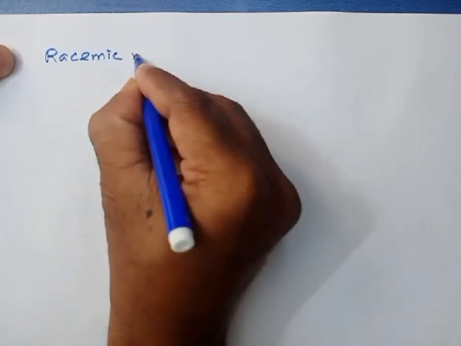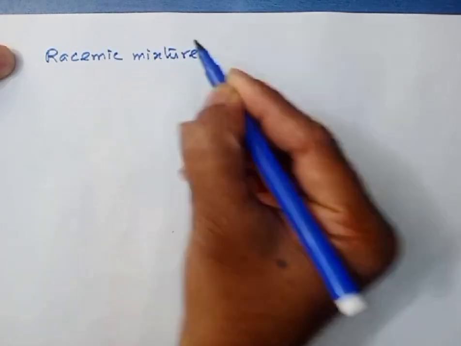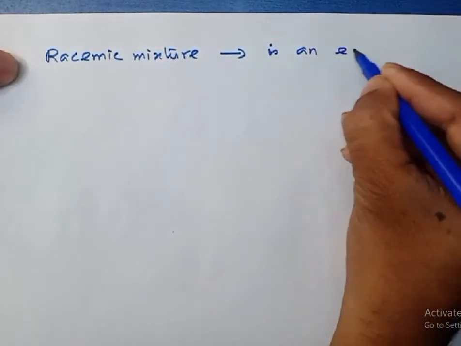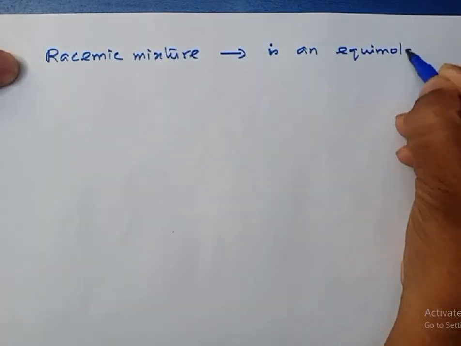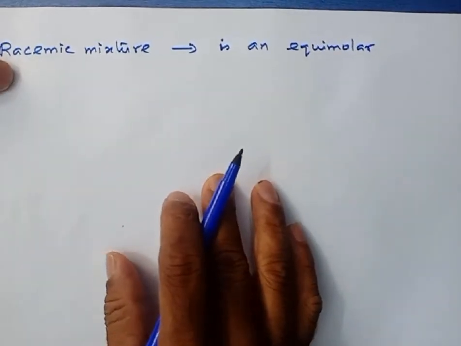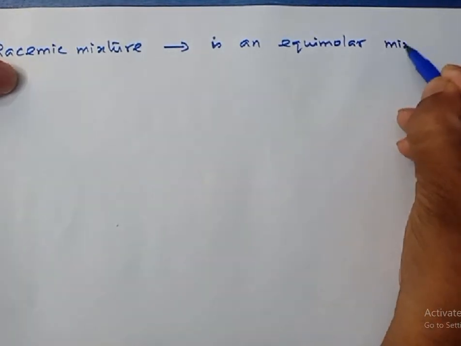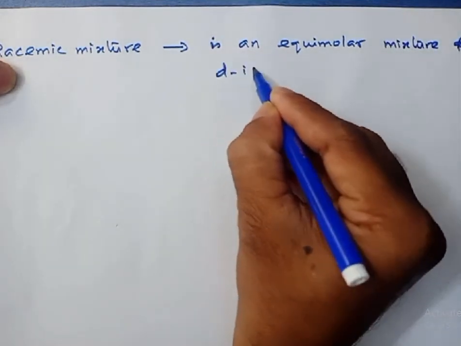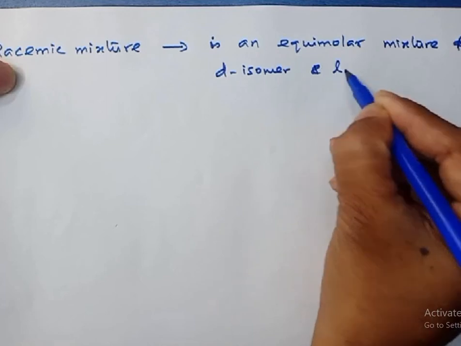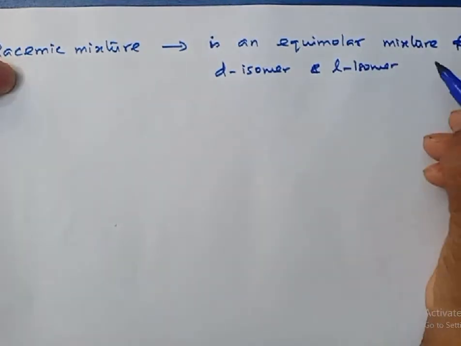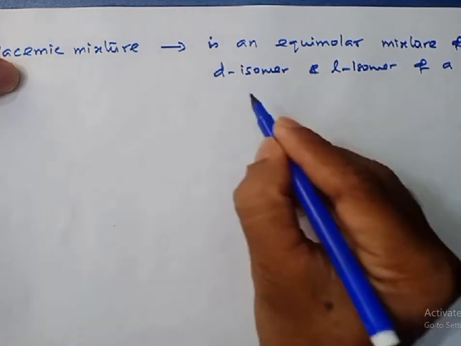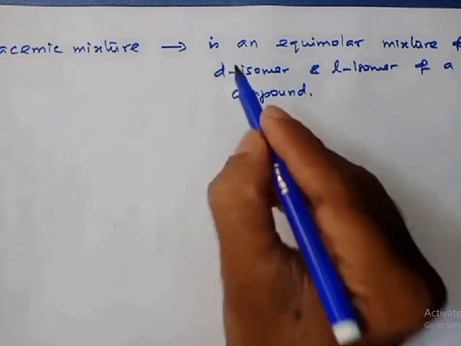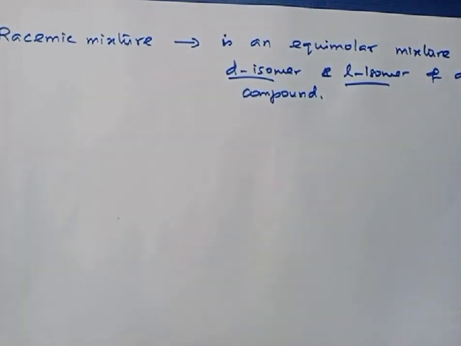Racemic mixture. Racemic mixture is an equimolar mixture. Equimolar means 50-50. An equimolar mixture of D isomer and L isomer of a compound. What is meant by that? What is D isomer? What is L isomer, students? Can you tell me what is D and L?